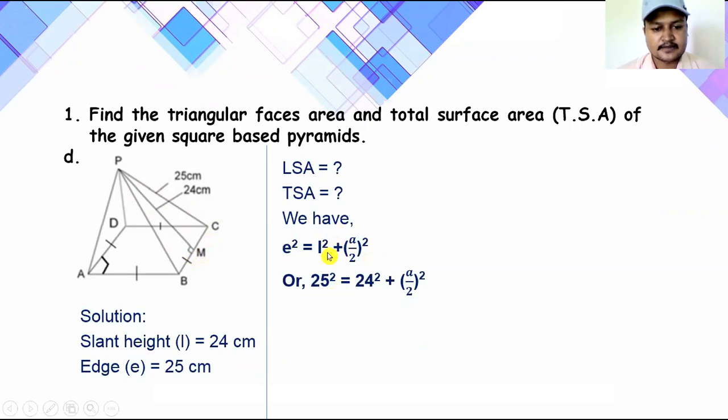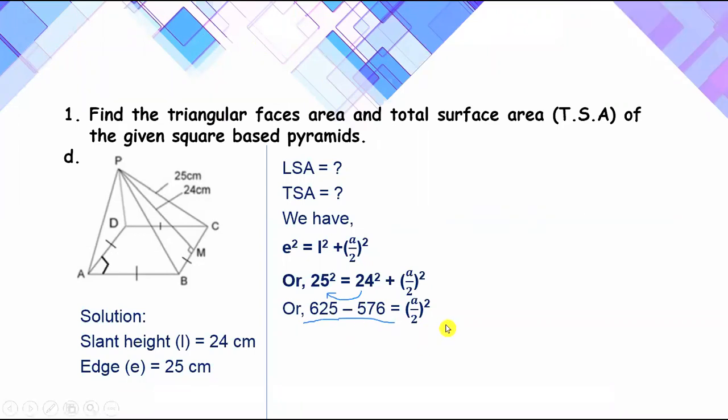Edge square is 25 square, L square is 24 square plus A by 2 square. 25 square is 625, 24 square is 576, subtract it. 24 square is taken to the left side here. I've taken it here directly. And after subtracting it, what you will get? It is 49, A by 2 square is 49, means A by 2 is equal to, take the square root of it, 7.